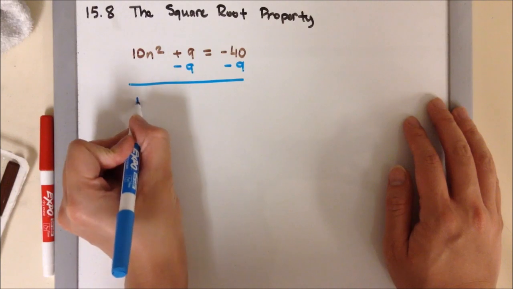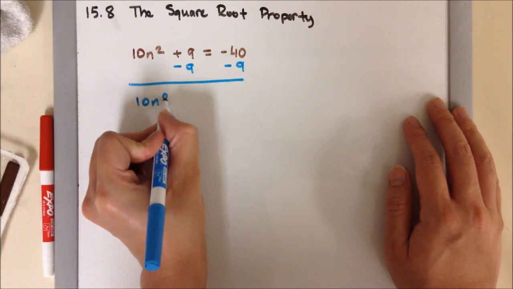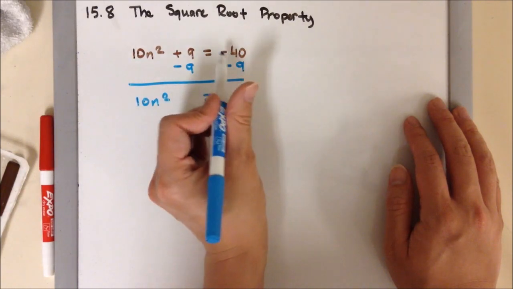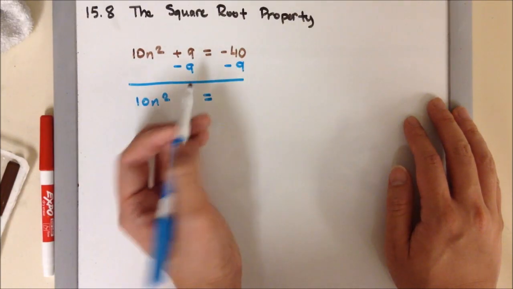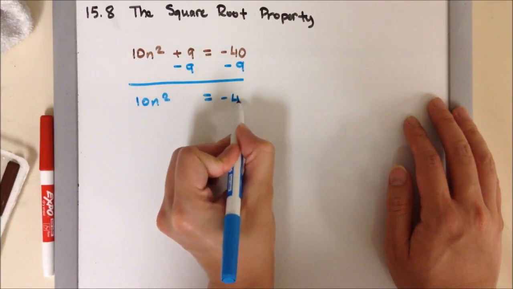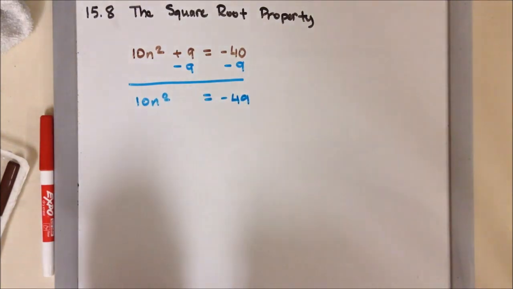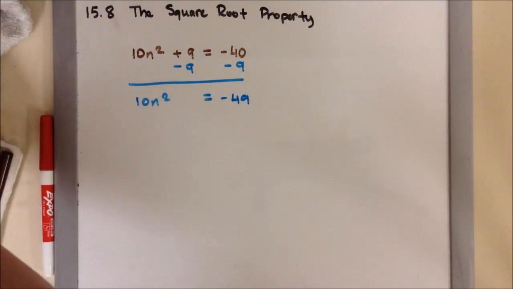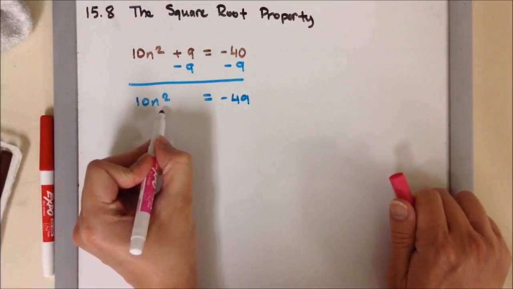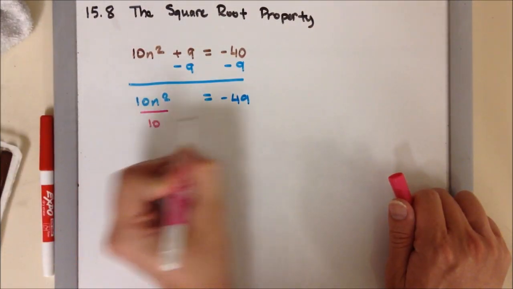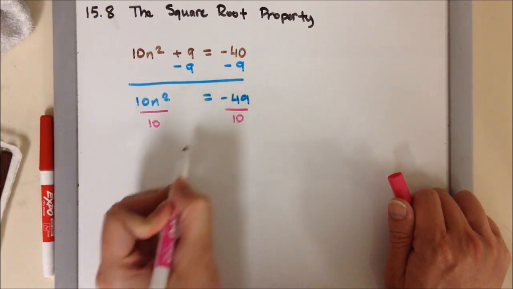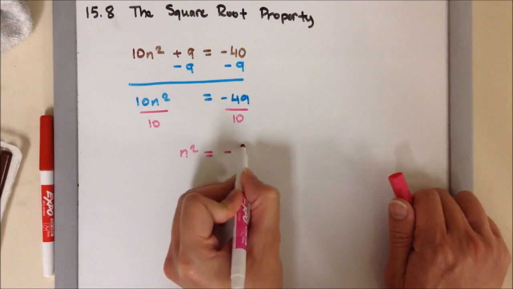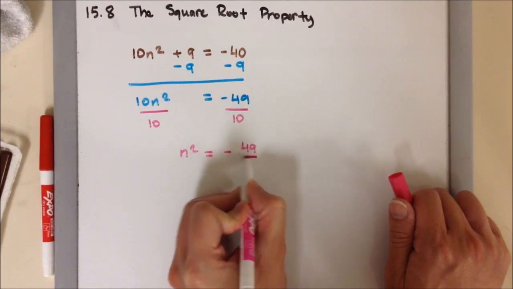So I'm going to have 10n squared on the left side because my 9's cancel out. And on the right side, negative 40 minus 9 will be negative 49. Afterwards, I'm going to divide both sides by 10 so that I can get the n squared by itself. So it's going to be n squared equal negative 49 over 10.